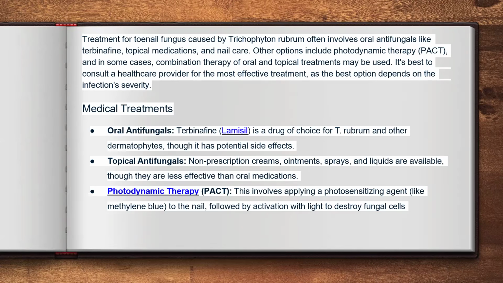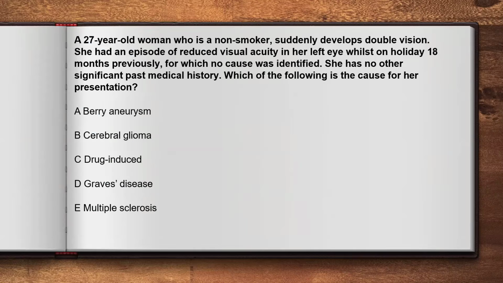So medical treatment, oral antifungals: terbinafine is the drug of choice for Trichophyton rubrum because it's a dermatophyte. Topical antifungals can be used, but they are less effective, especially when more than 50% of the nail is affected. And the PACT therapy is for patients who are resistant to the above of them. Clear, guys? Any questions from here?